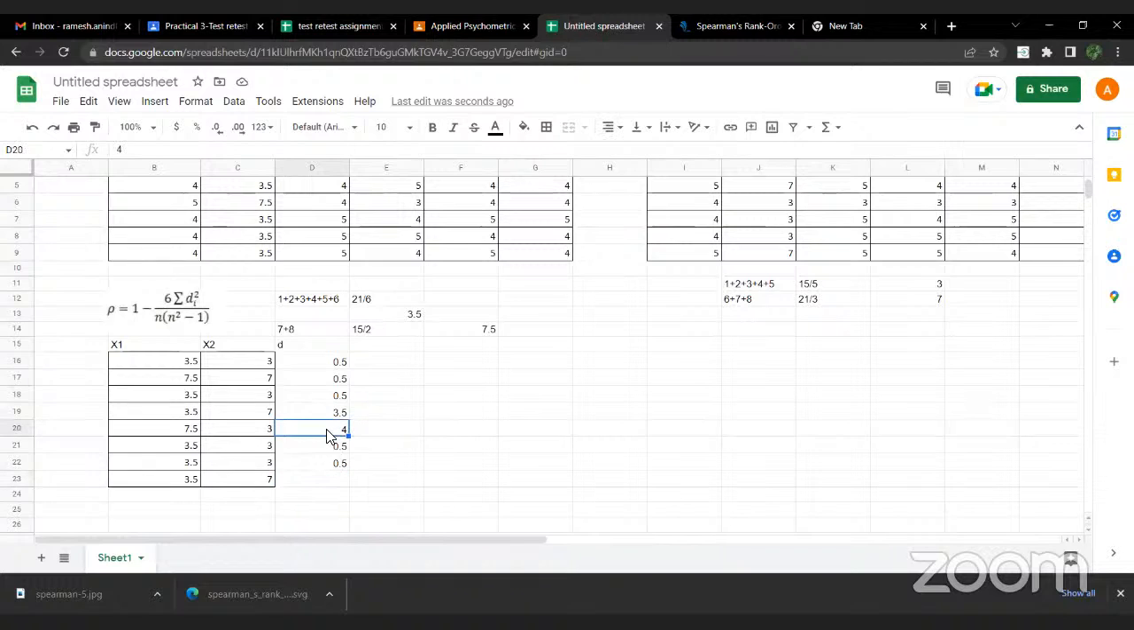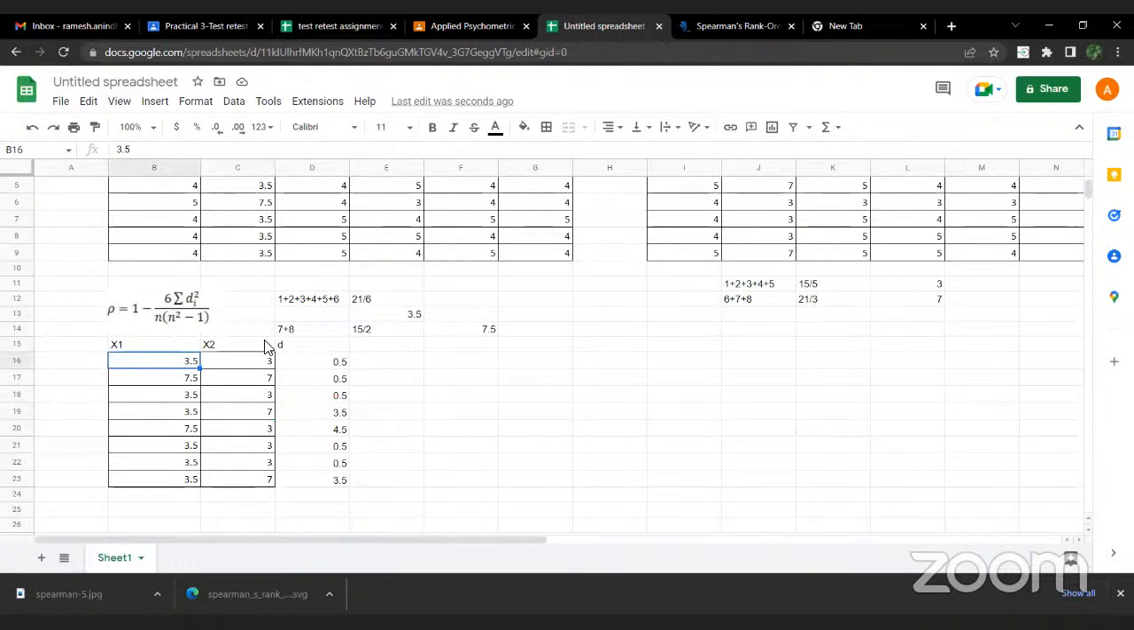So this is 4.5 and this is 3.5. This is actually minus in the sense that we have the first number smaller than the second number. Same thing happening here as well, x2 minus x1 or x1 minus x2.